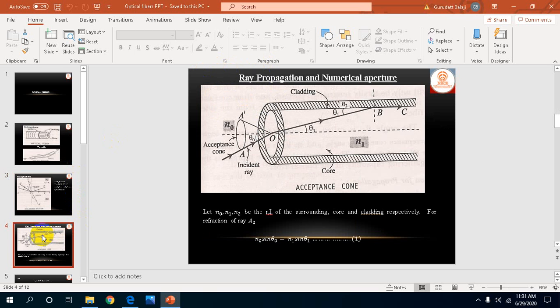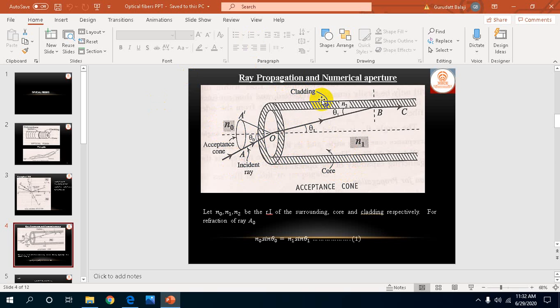Next we are going to understand the numerical aperture, which is nothing but ray propagation in the optical fiber. Let us consider the special case of a ray which suffers critical incidence at the core and cladding. We are considering an optical fiber having a core and cladding, where the refractive index of the surroundings is N0, the core is N1, and the cladding is N2.